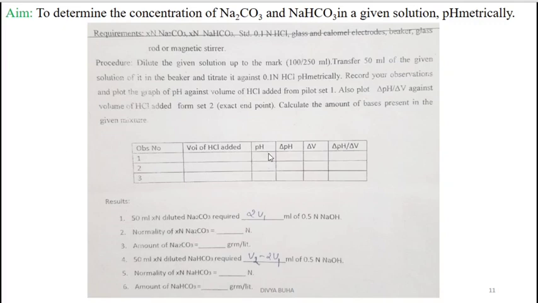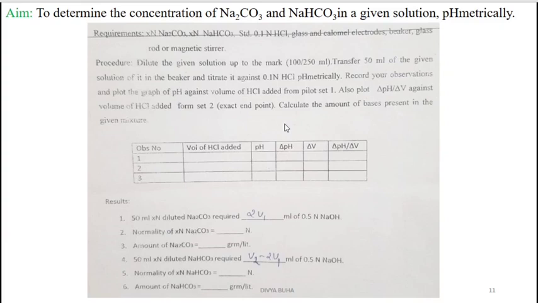You have to find out the normality of both of these as well as the concentration in gram per liter. So first of all, suppose the solution is given to you in either a 100 ml or 250 ml volumetric flask, you have to make up to the mark, and from that volumetric flask you have to take 50 ml of the solution in a beaker for the titration against 0.1 normal HCl. Over here also you have to go for both the sets. The first set would be the pilot set and the second set would be the micro set, which is carried out in order to find out the exact endpoints.